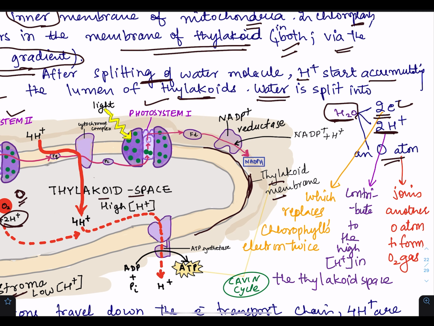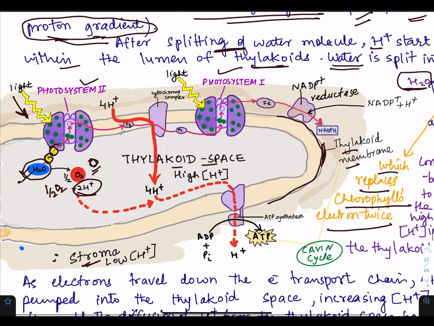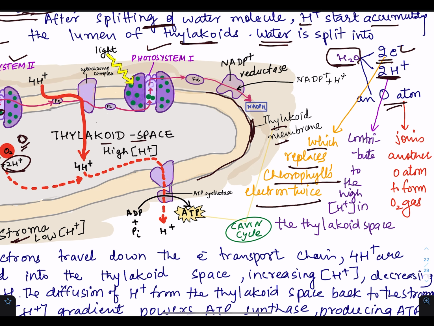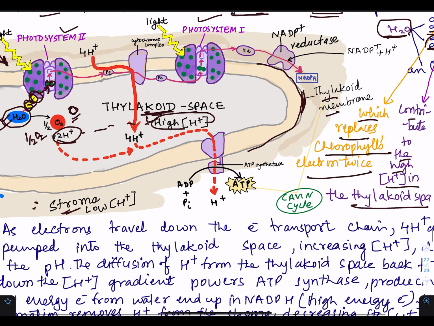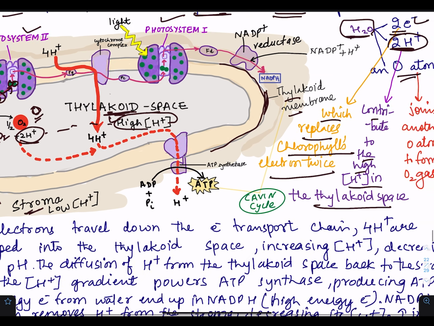These two electrons replace the chlorophyll's electron twice. These two electrons are replacing the chlorophyll. This is chlorophyll A in photosystem 2. They're replacing it twice. The two hydrogen ions contribute to the high hydrogen ion concentration in the thylakoid space. The hydrogen ion concentration of this thylakoid space is increasing, so these hydrogen ions will contribute to the high hydrogen ion concentration over here. And this oxygen atom will join another oxygen atom to form oxygen gas.